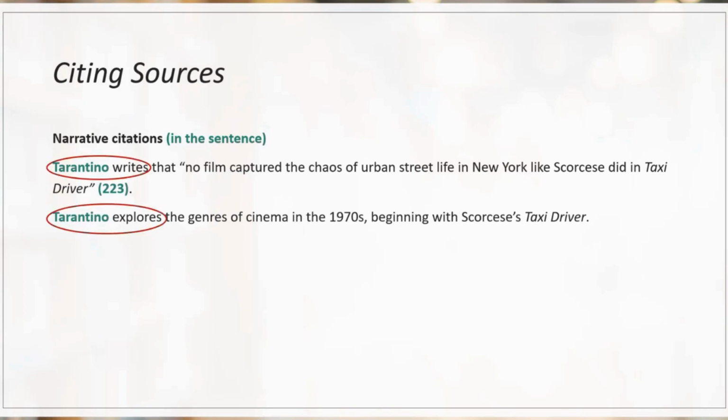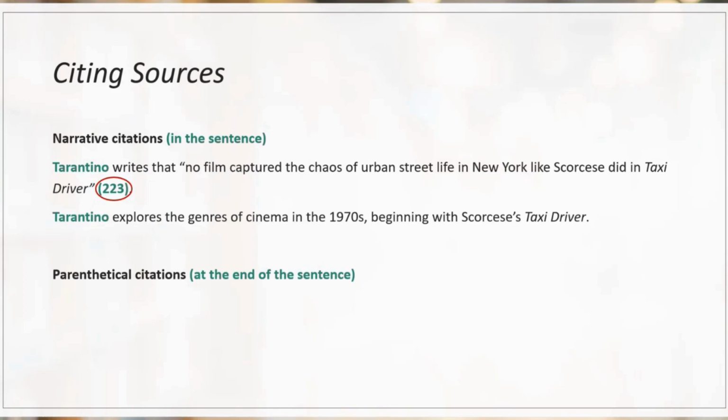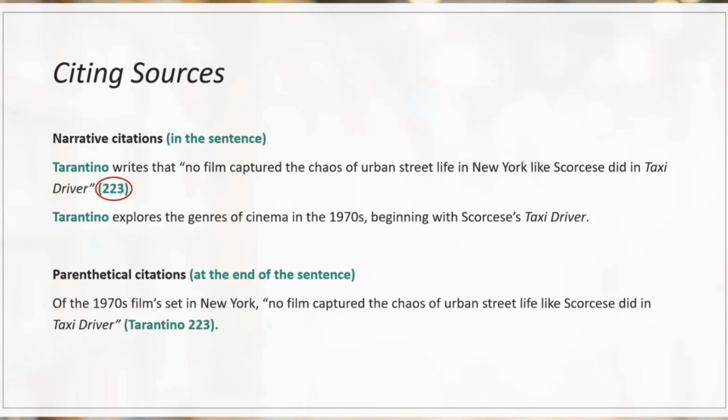There's our signal phrases right there. There's our page number. And we can go on to parenthetical citations. The parenthetical citations only mention the author in the citation at the end of the sentence. Like this. We give the quote integrated into the sentence, followed by Tarantino 223. And this is useful if you want to emphasize the idea instead of whose idea it is. So we don't put Tarantino's name in the sentence because we want to emphasize the idea rather than the author.